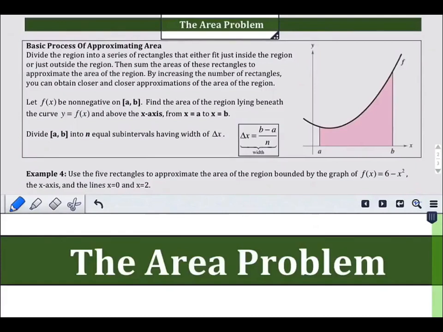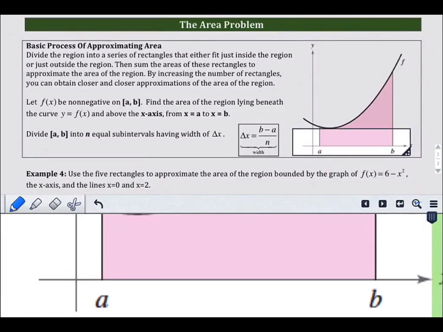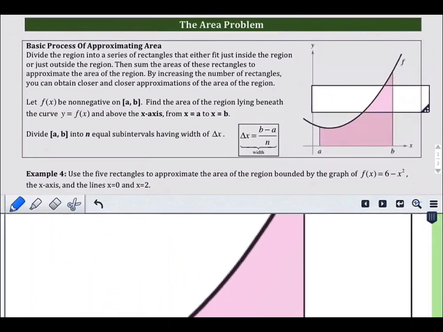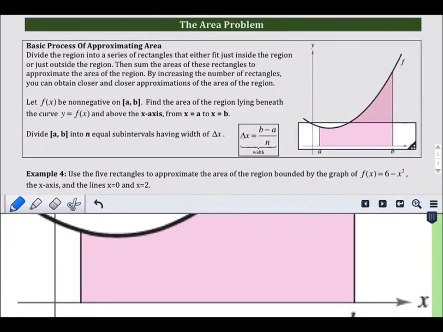Next, let's talk about the area problem. What we want to be able to do now is calculate the area under a curve, and this is something that calculus is going to help us with. We're going to start developing that process here.